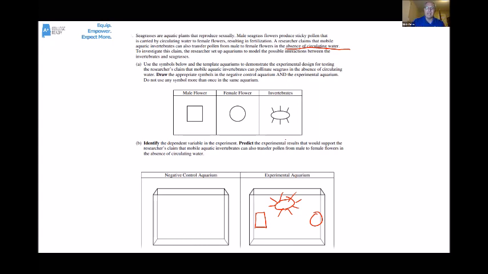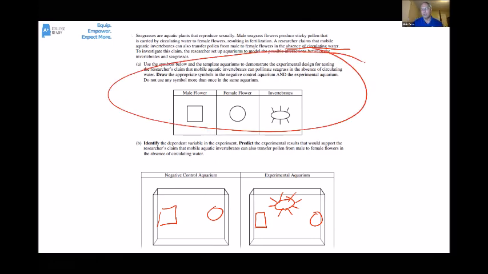So for it to be a negative control group, the only difference between the negative control group and the experimental group is the absence of the independent variable, which means in this aquarium, we ought to show male flowers. We ought to show female flowers. The only thing that we're not going to show are little invertebrates. Simply for doing that, you got all of the points for part A. I'm hoping that was pretty straightforward and easy for you.